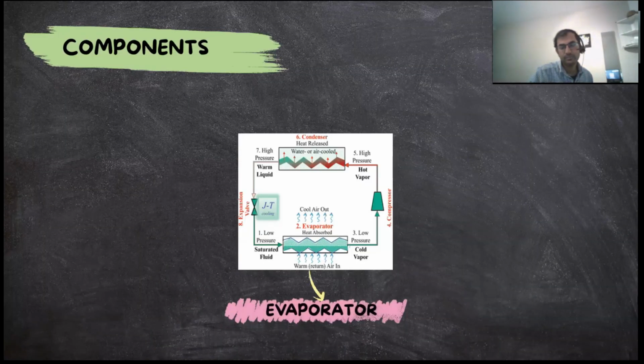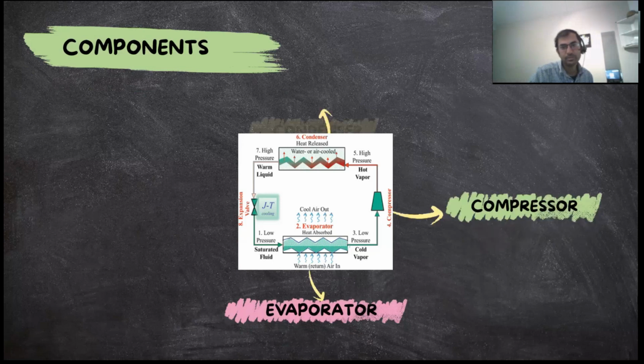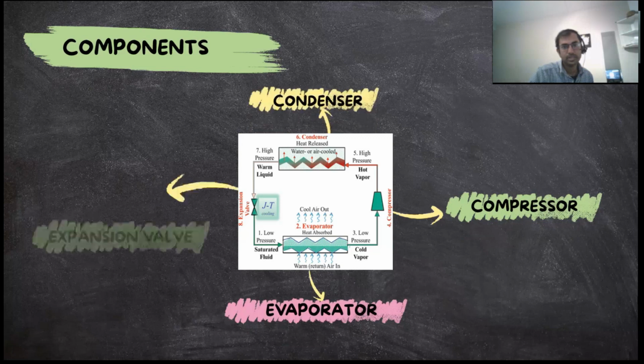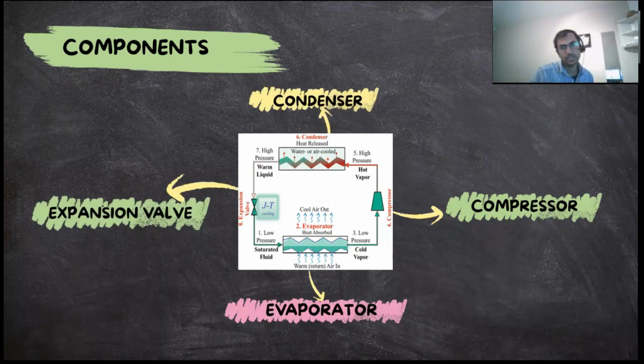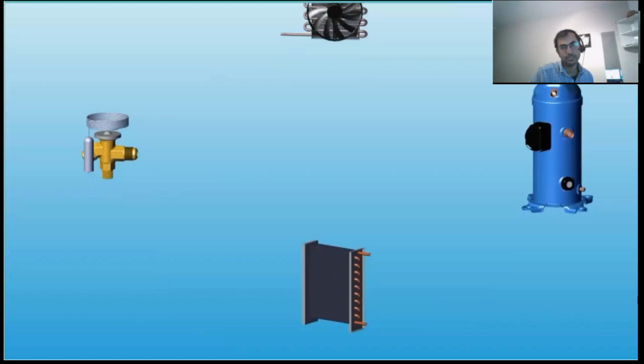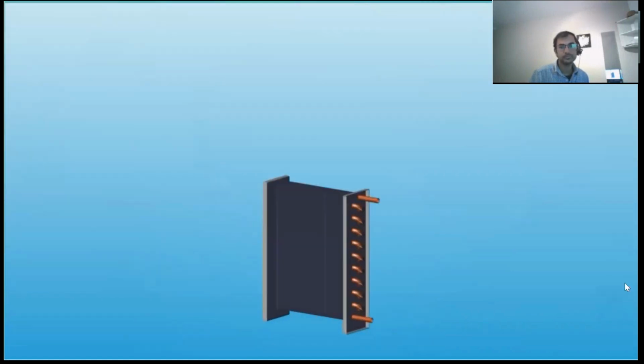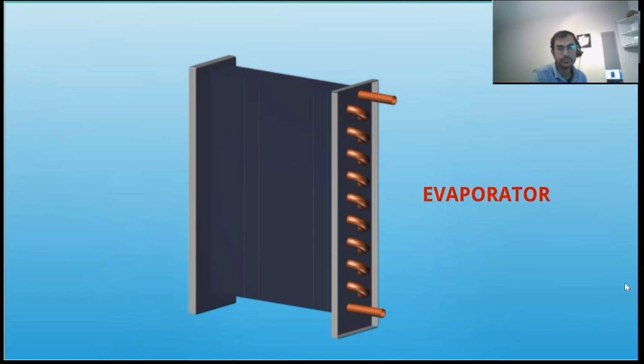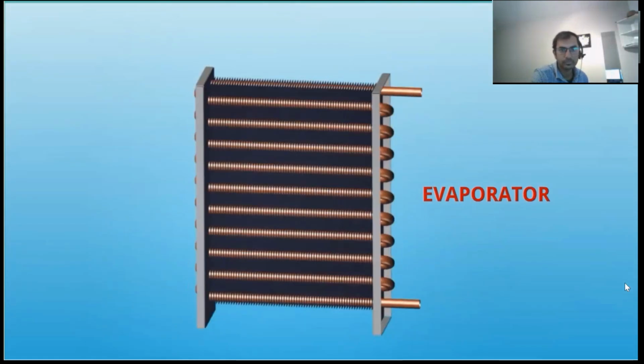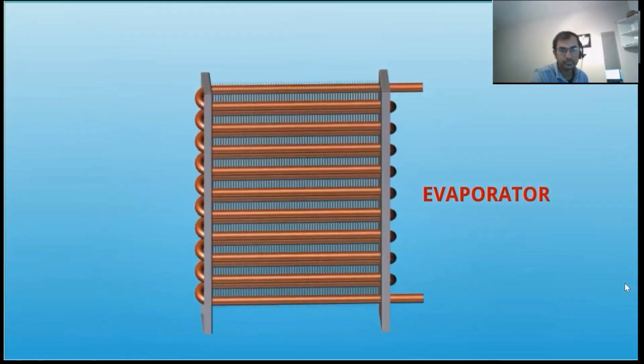So we will see the first, the evaporator. Let's see the diagram first. This is the evaporator, the compressor, condenser, and expansion valve. Let's try to understand the evaporator. In the evaporator, as the name suggests, evaporation happens. This is basically a coil for heat transfer.